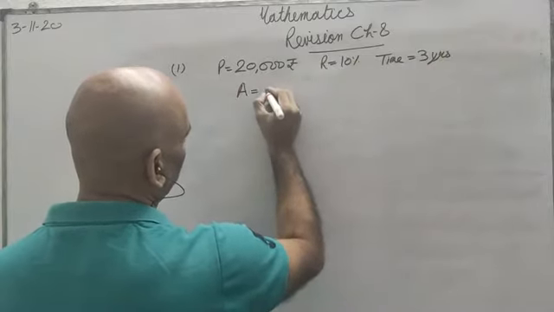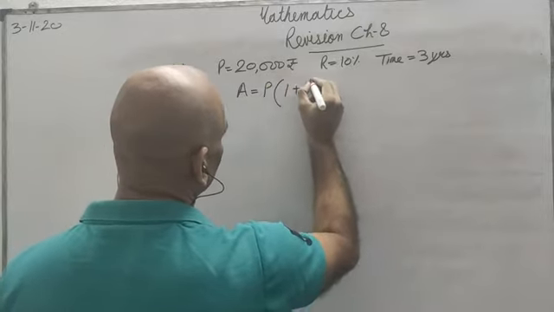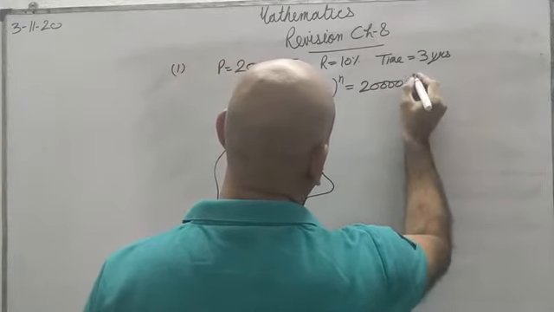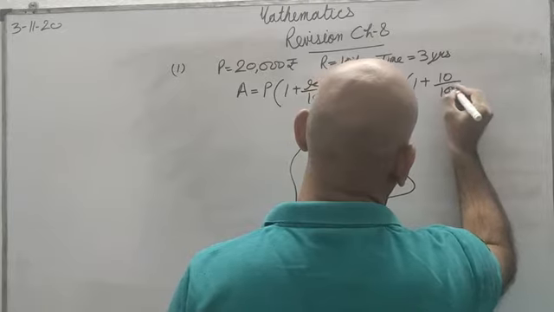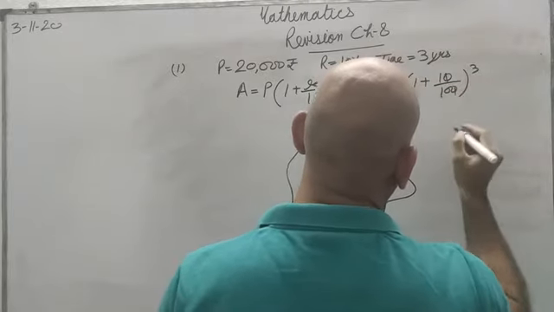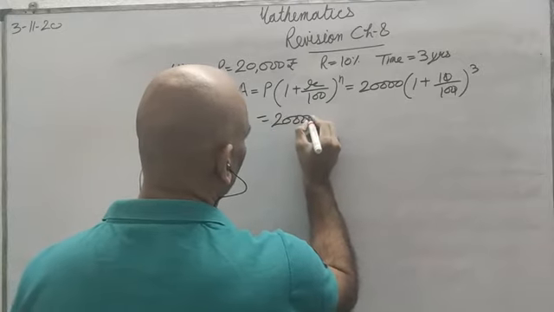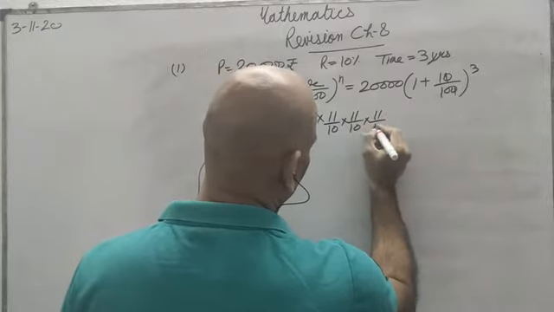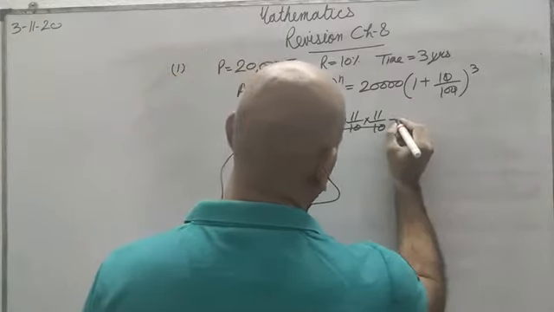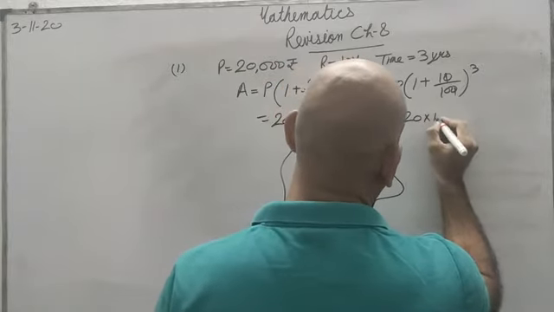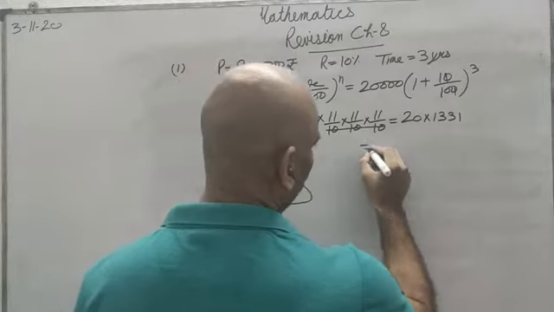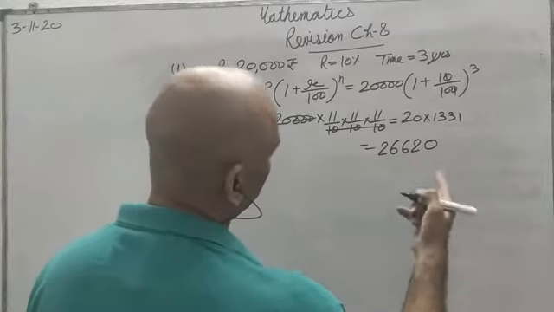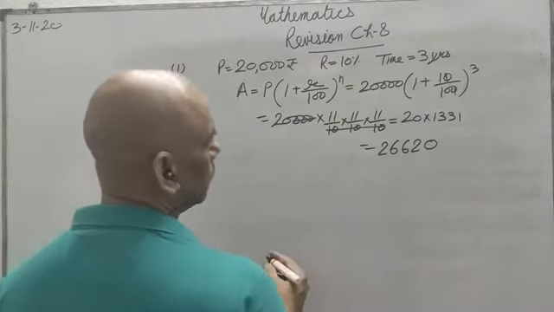So first of all, we will have to find the amount, that is P(1 + R/100)^n. So 20,000 into (1 + 10/100)^3. This is cancelled. I got 20,000 into 11/10, 11/10, 11/10. Triple zeros are cancelled by triple zero. 20 into 1331, which is the cube of 11. So I got 26,620 as the amount for 20,000 in 3 years at 10%.